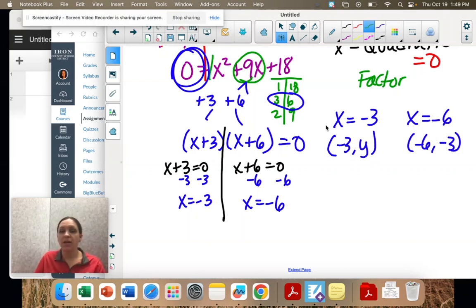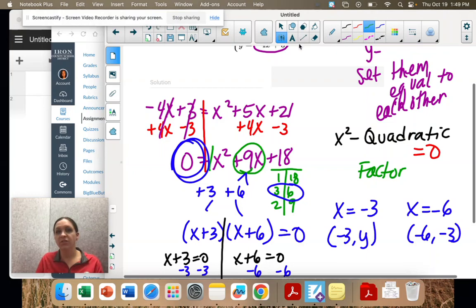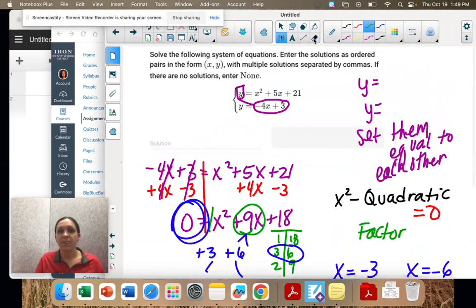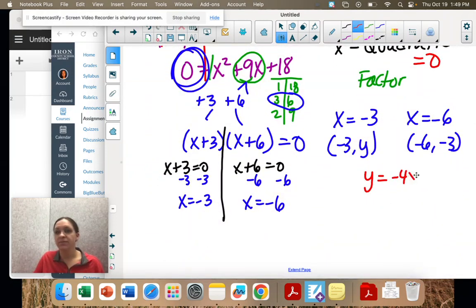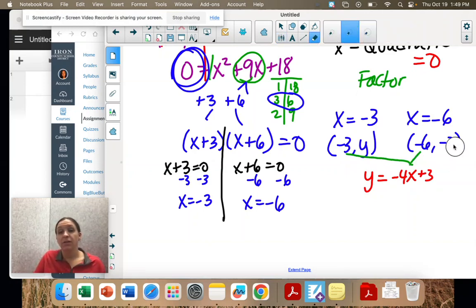So I'm going to go back up here and pick the easier looking equation, which is y equals negative 4x plus 3. There's not an x squared. Plus 3 or minus 3? Plus 3. And we're going to enter this x value. First we're going to do negative 3, then we're going to do negative 6. I don't know why I wrote negative 3 there. We're finding the y value.